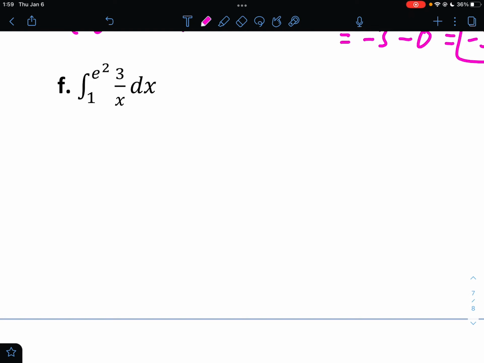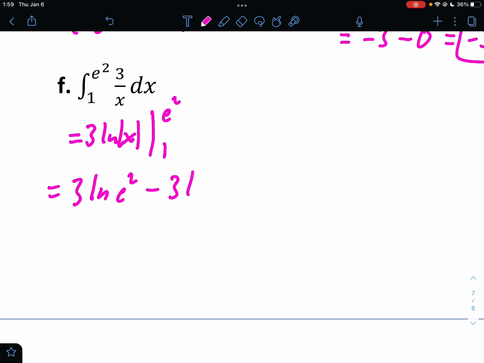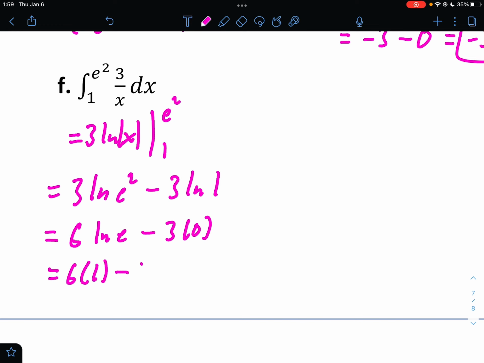Okay, and our last one of these, the antiderivative of 3 over x would be 3 ln absolute value of x, from 1 to e squared. So we get 3 ln e squared minus 3 ln 1. You could drop the absolute value here since e squared and 1 are both positive. So this is 6 ln e minus 3 times ln of 1, which is 0. ln of e is 1, so I'm left with 6.